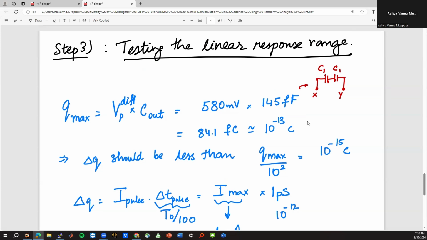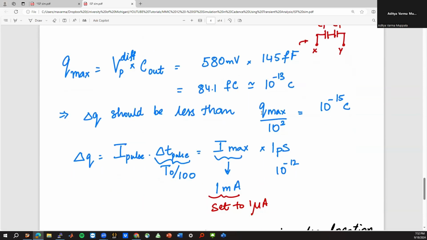And we want to make sure that the amount of charge injected into it is less than Q max by a factor of 100, so 10 to the minus 15 coulomb, right? And the charge injected is I pulse times delta T pulse. If I set this to 1 pico, which is 10 to the minus 12, we need to make sure that this is around at most 1 milliamp, right? And that's what we saw, that we went up to 1 milliamp. But I want to go below this. Let's say 10 microamps or 100 microamps is also fine, right?